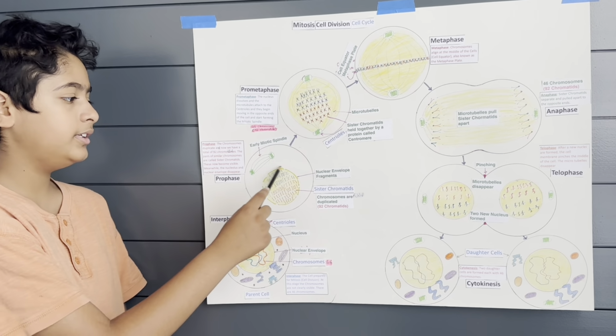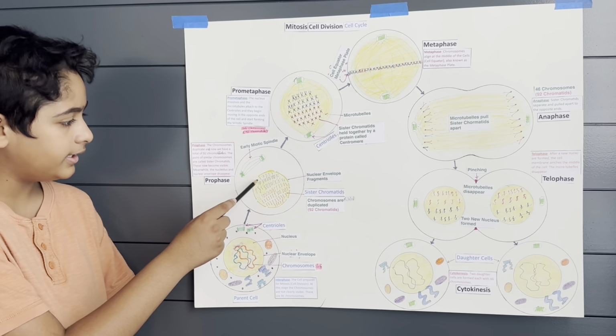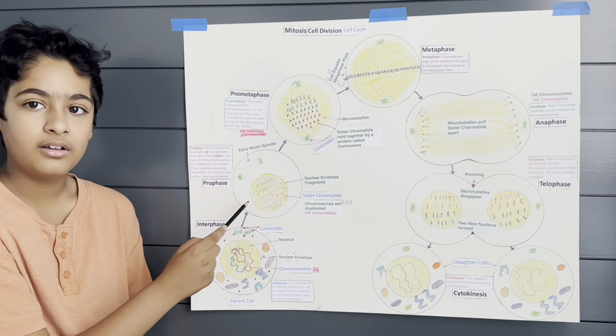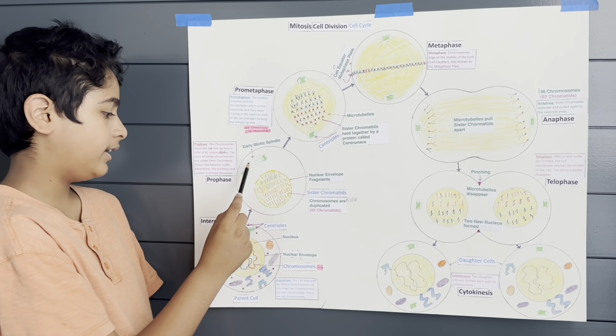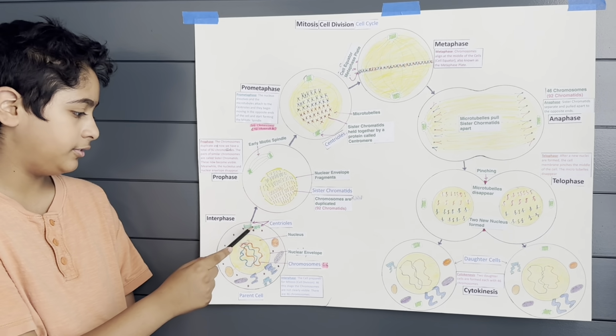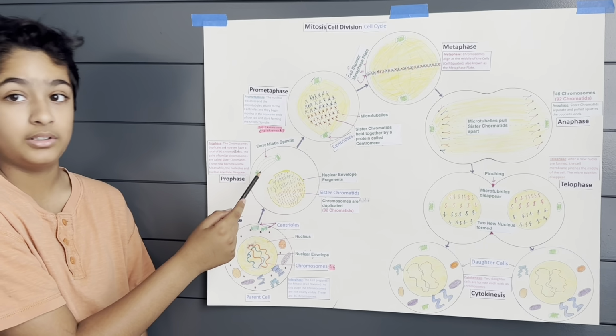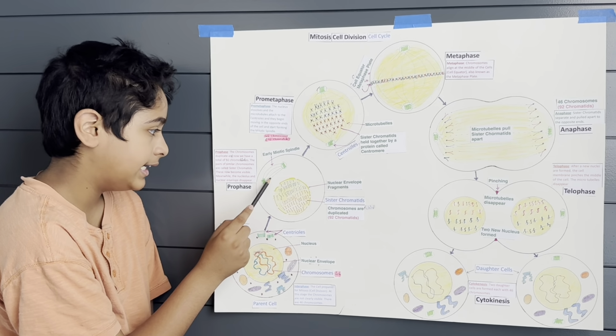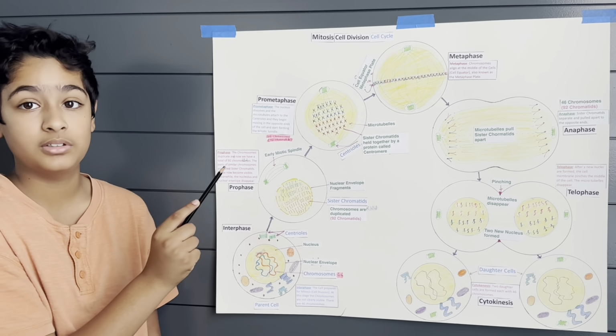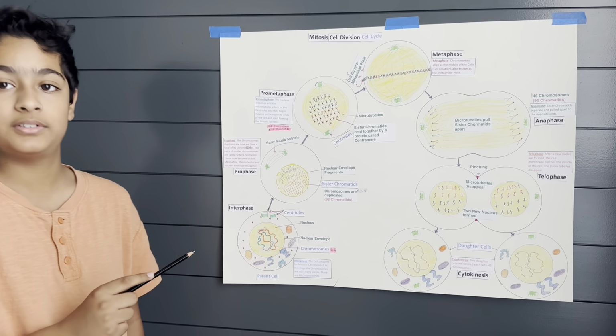You can also see that the nucleus is breaking, as you can see gaps over here, and the centriole, like you see over here, is now starting to spindle. And you might be wondering, what are these lines? These lines are called microtubules, which are important for the process.